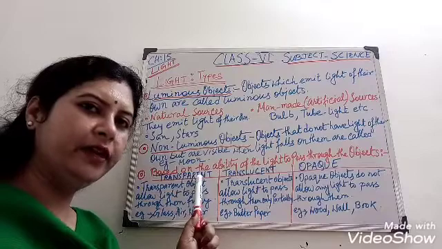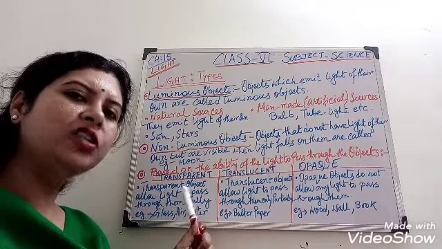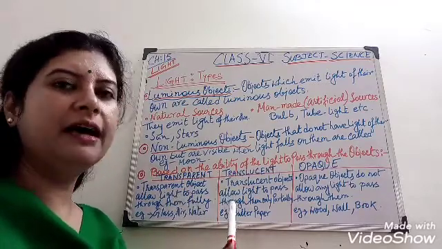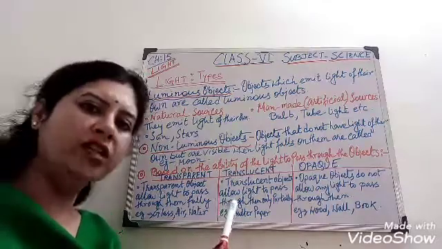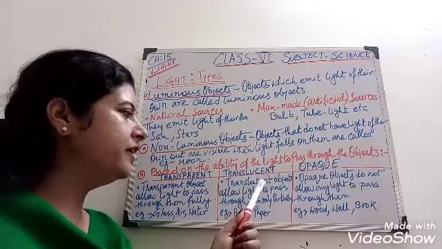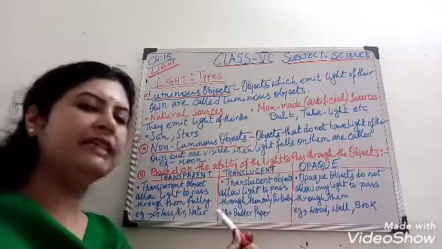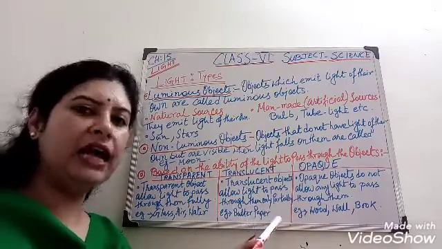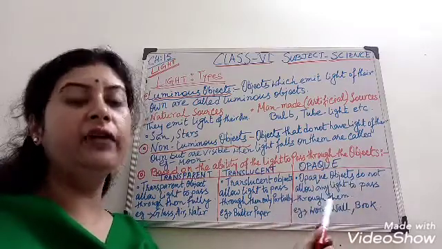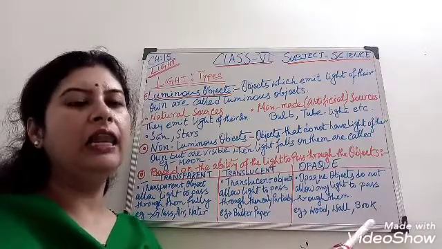First, what is a transparent object? Transparent objects allow light to pass through them fully. Examples are glass, air and water. Now, translucent objects allow light to pass through them partially. For example, butter paper, smoked glass. Opaque objects do not allow any light to pass through them. Example, wood, wall, book, etc.